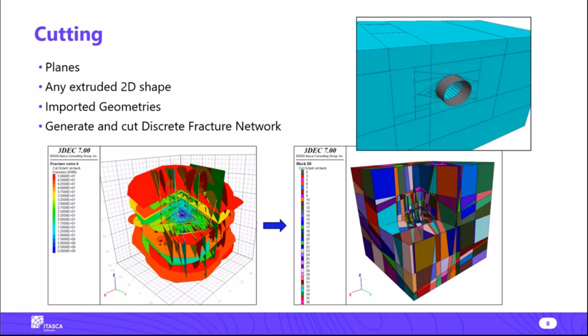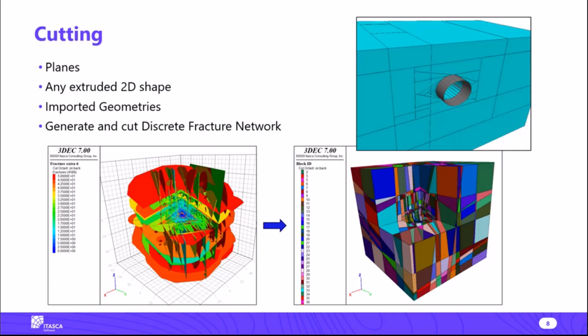As of version 7, I think you can cut imported geometries. And by that, I mean like a DXF or some sort of triangulated surface. So for example, if you had a fault plane that was defined by a DXF, you could import that and just cut right through your model to create that fault plane. The top right picture here is actually showing that. This is a non-circular, kind of a weirdly elliptical tunnel that was imported as a DXF, and then it was used to cut through the model.